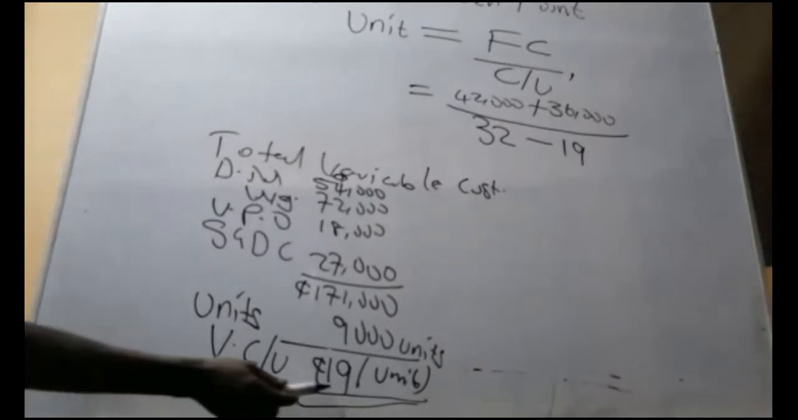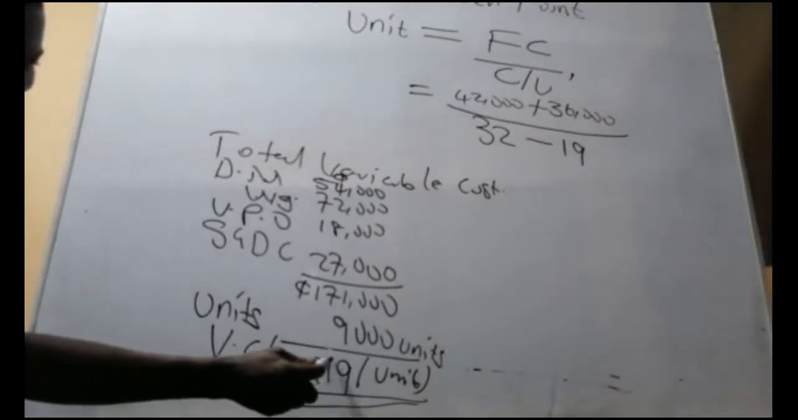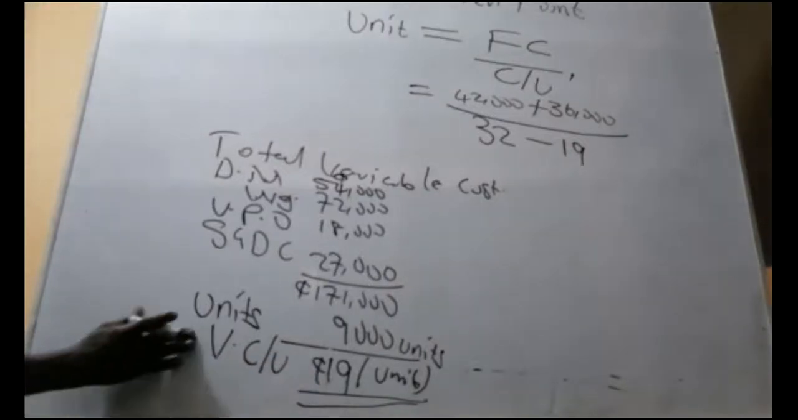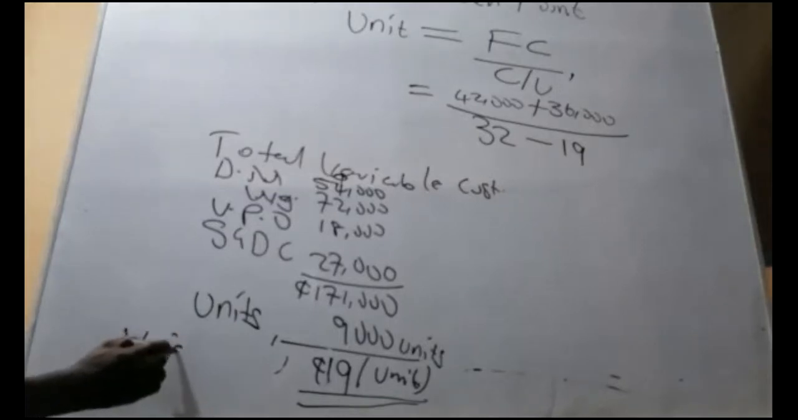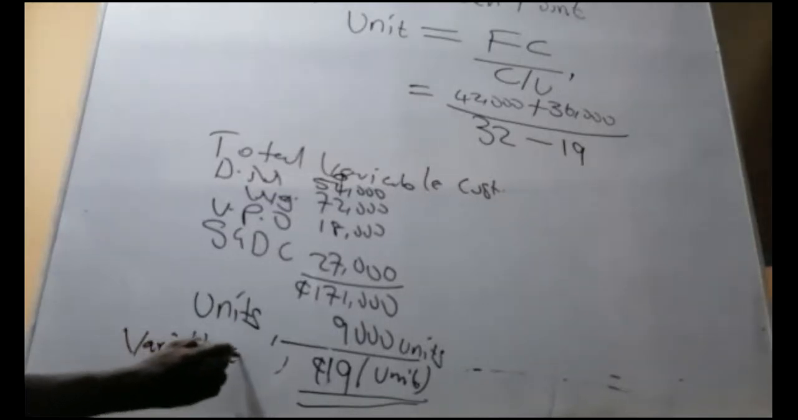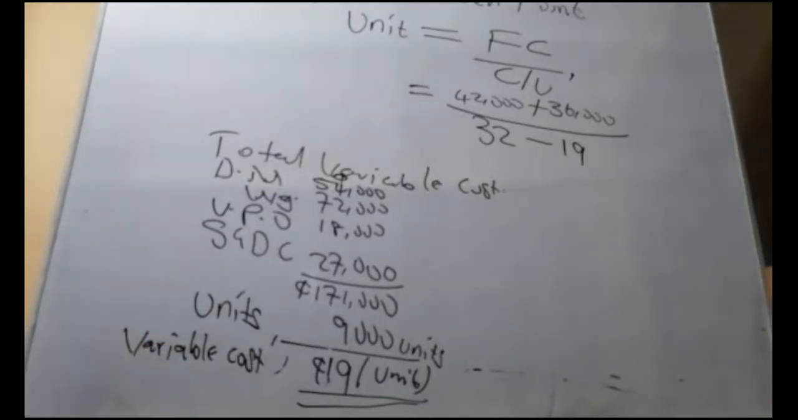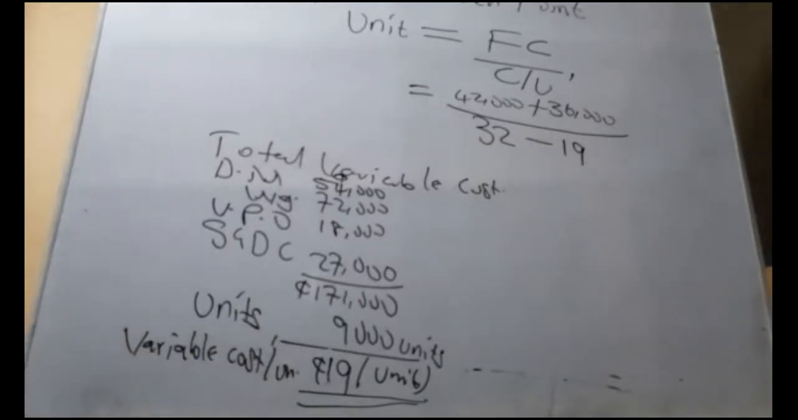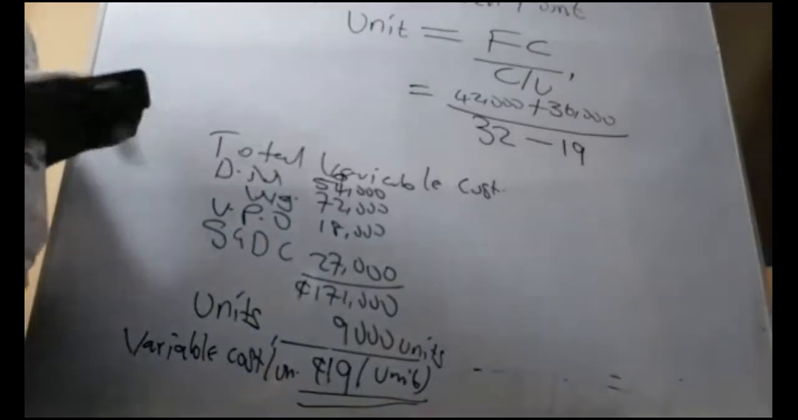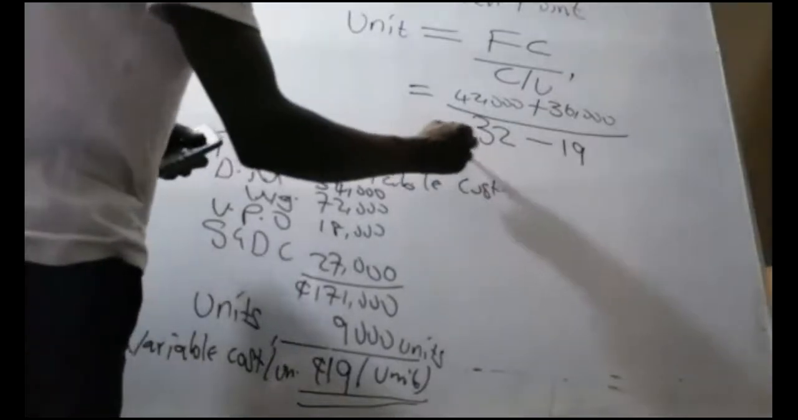Please, the 19 is this one, this very one. The variable cost per unit. This is the variable cost per unit. Let me start from here. Variable cost per unit, it's 19 Ghana cedis. So the break-even unit is what? 6,000 units, right?